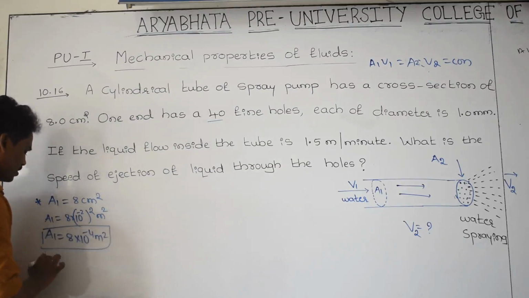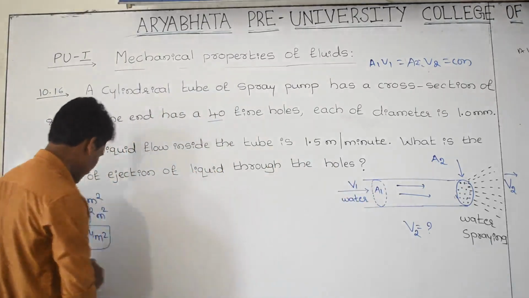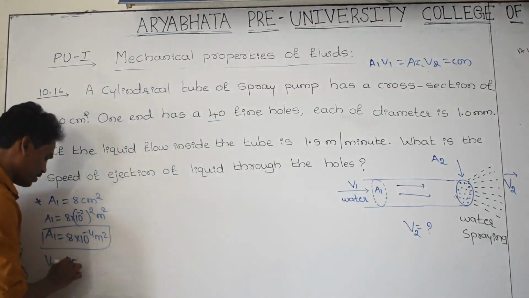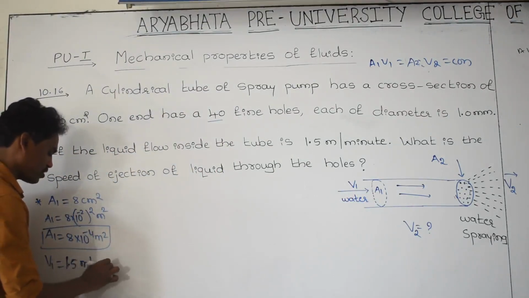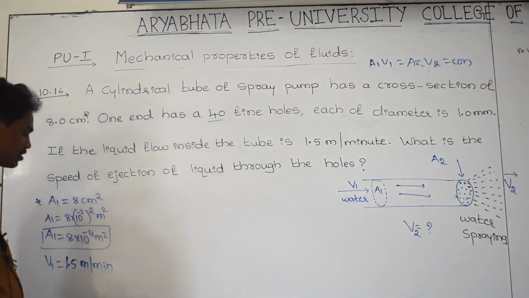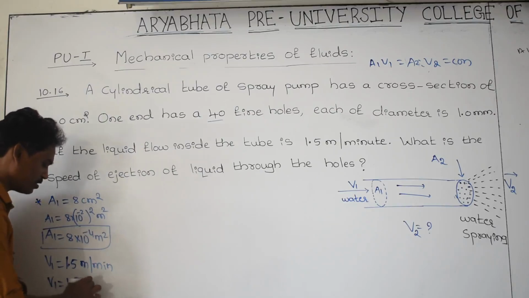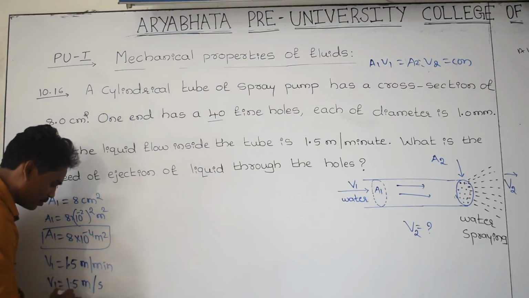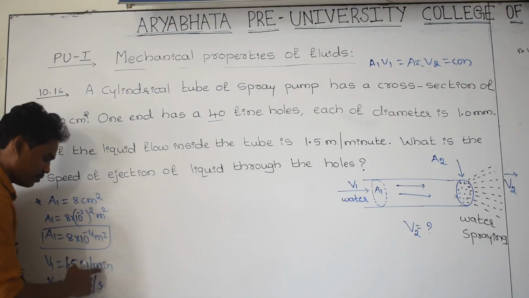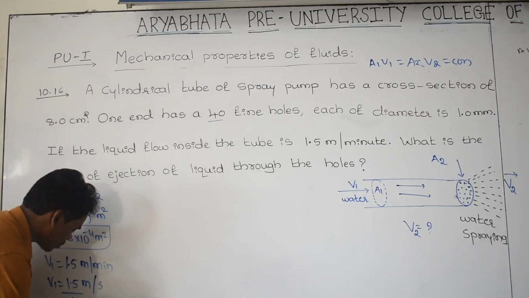Then A1 is found. V1 he has given. Inside the tube, what is the speed of the liquid he has given? 1.5 meter per minute. Minute is not the SI unit. Convert minute into second. Then V1 is equal to 1.5 meter per minute. 1 minute is equal to 60 second. Then minute is getting converted into second, so divide by 60. Then V1 is equal to 0.025 meter per second you are getting.